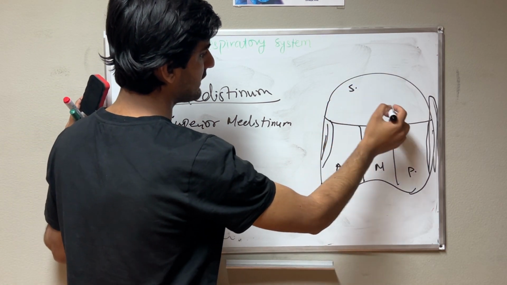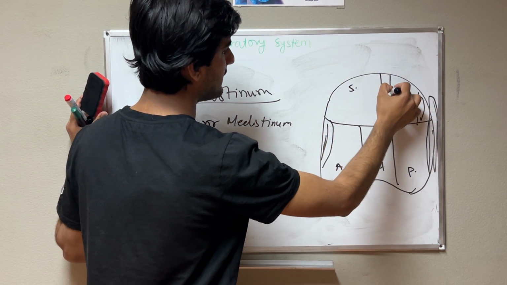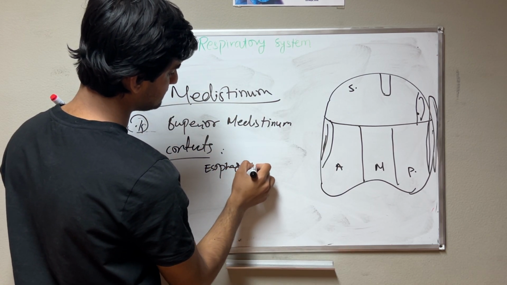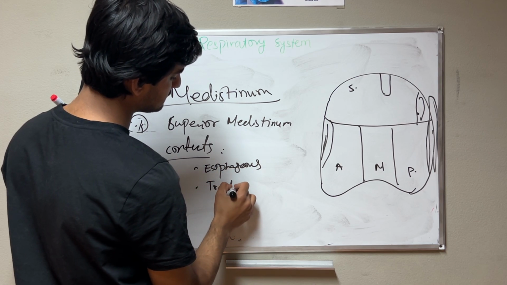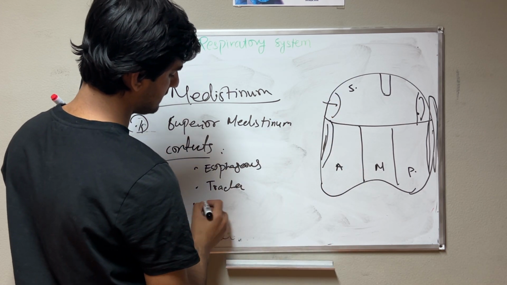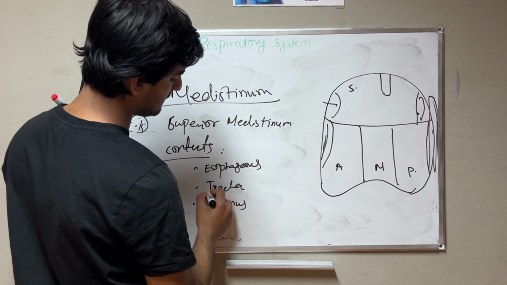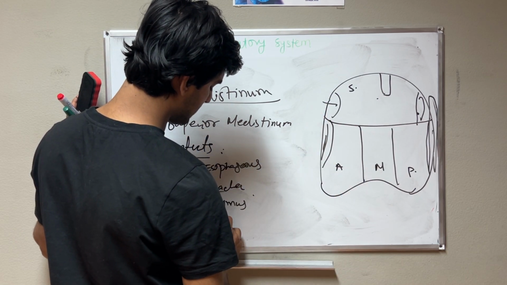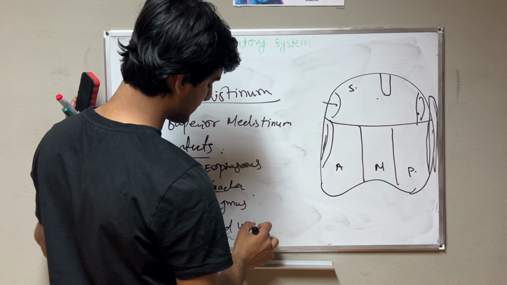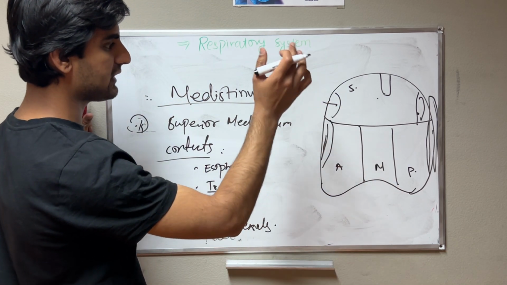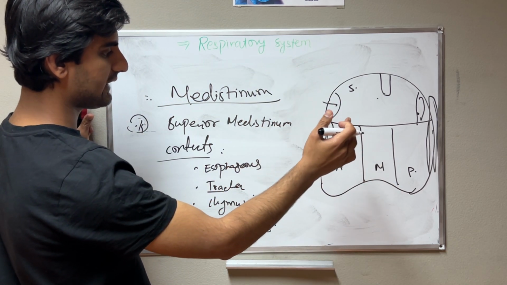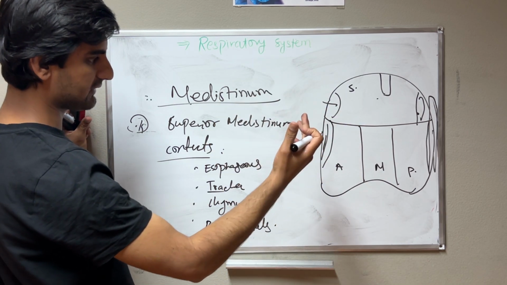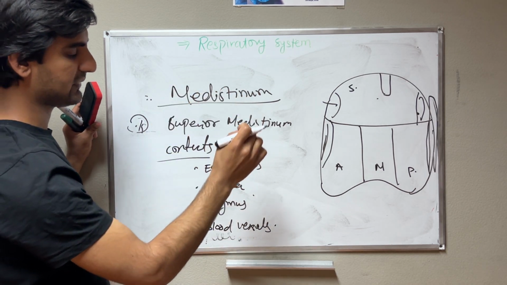This is the superior mediastinum. We have here the esophagus, and the trachea. Then we have the thymus, and also large blood vessels. The blood vessels we need to know are the aorta, the right and left brachiocephalic veins and the brachiocephalic trunk. These are the large blood vessels which are located in the superior mediastinum.